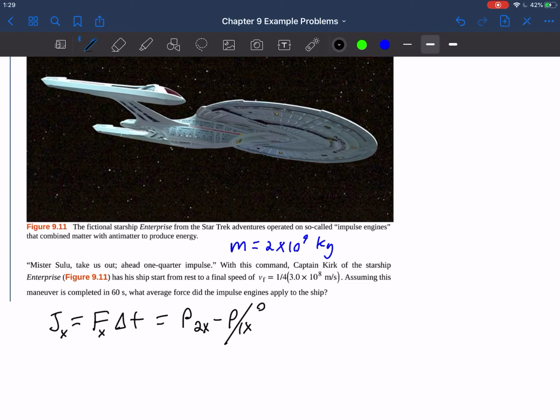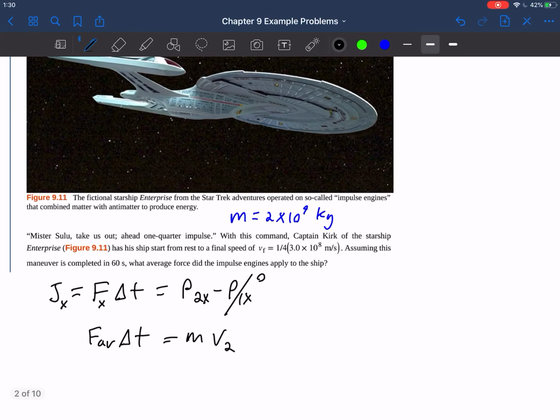So this becomes equal to the average force times the time in which that force applied is equal to just our momentum of the Enterprise at time 2, the mass of the Enterprise times the velocity of the Enterprise at time 2. And so we can solve for the average force. The average force is equal to mass times velocity divided by how long that force was applied for. And so we can just plug in.